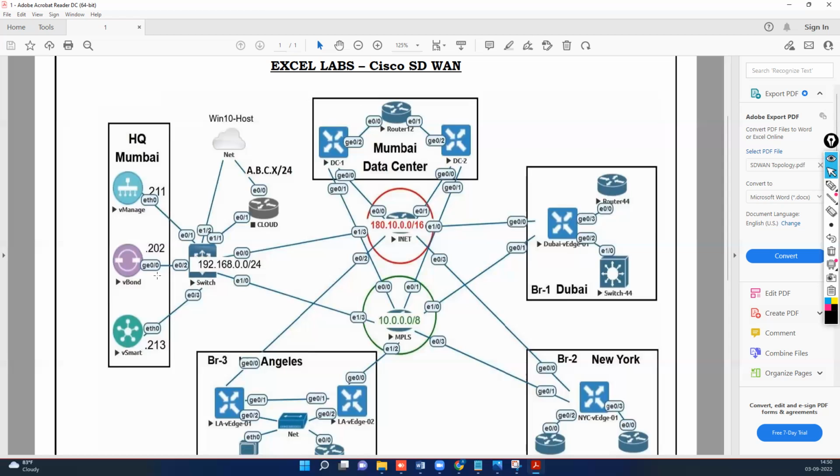Now for the controllers, the network I've used is 192.168.0.0/24. Now the question is why 192.168.0.0/24. The reason is, as I told you, when a customer goes for the Cisco Viptela SD-WAN solution, they need to generate a serial file, correct? While generating the serial file, the organization has to provide some information. One of the pieces of information is their vBond IP address.